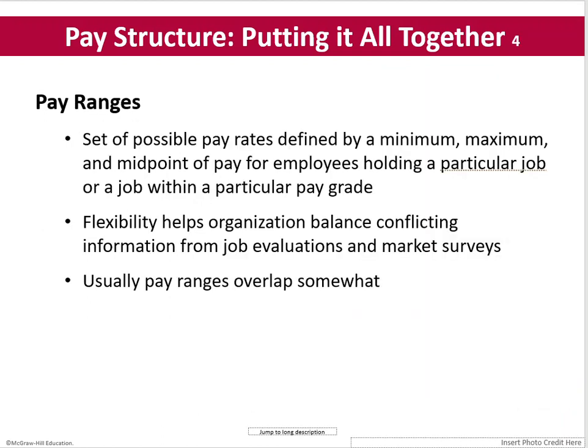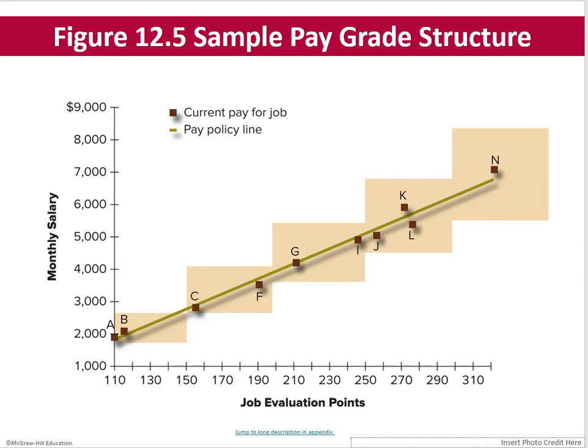Pay ranges, a set of possible pays defined by minimum, maximum, and midpoint of pay for employees holding a particular job or job within a particular pay range. Flexibility helps organizations balance conflicting job information and evaluation and market surveys. And usually pay ranges will overlap, and that's been my experience. They've always overlapped. So here's kind of an example of different pay grades, and you can see the overlap there as well.